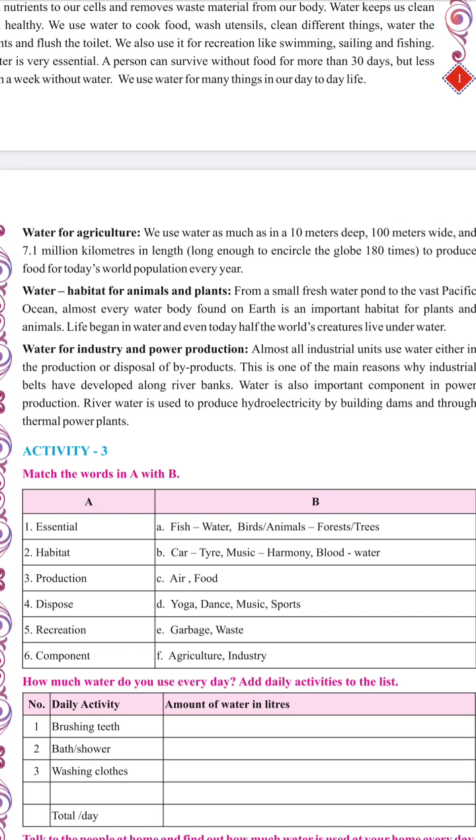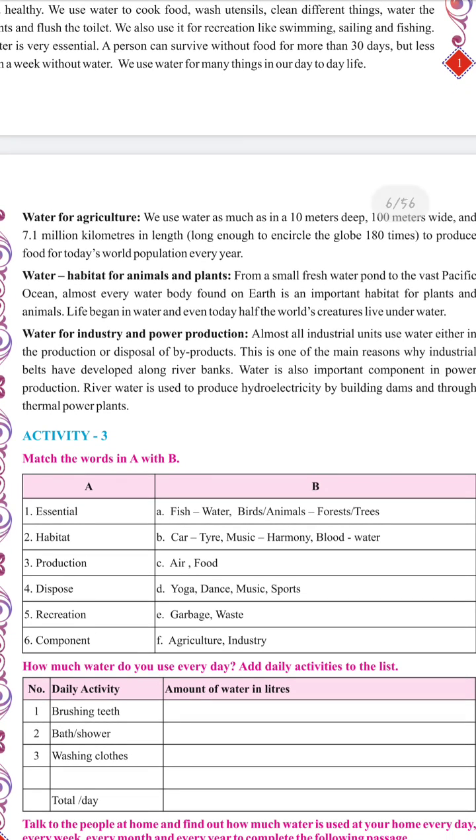We have to match. Column A contains essential, habitat, production, dispose, recreation and component, whereas column B contains: in A, fish, water, birds, animals, forest, trees. In B, we have car, tire, music, harmony, blood, water. In C, we have air and food. In D, we have yoga, dance, music, sports. In E, we have garbage, waste. In F, we have agriculture, industries.